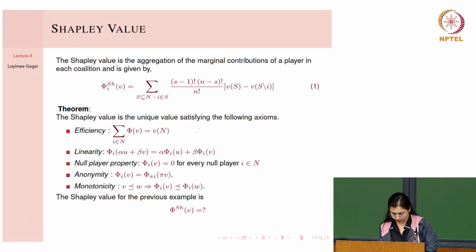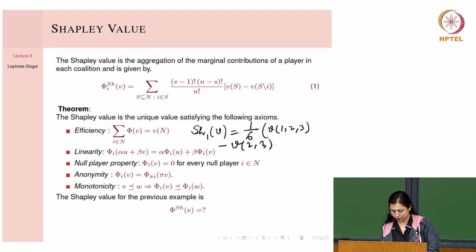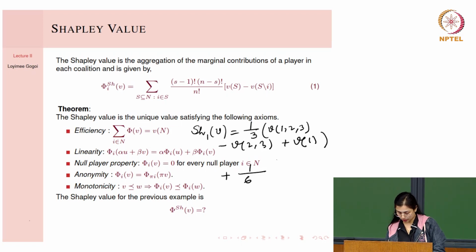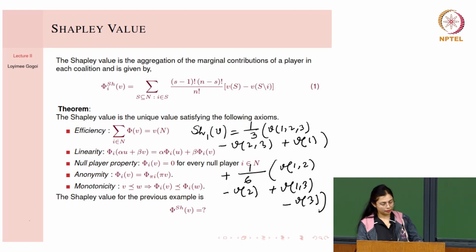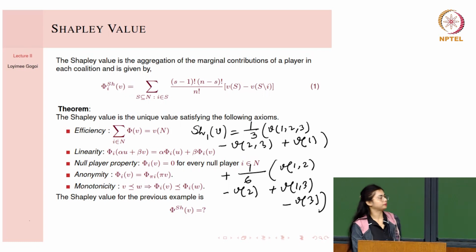So it will be like this. The Shapley value for 1 is 1 by 3 times V of 1, 2, 3 minus V of 2, 3, plus, sorry, this is 1 by 3, and this is 1 by 6 times V of 1, 2 minus V of 2, plus V of 1, 3 minus V of 3. You just have to calculate all this. Similarly, you will have a similar expression for 2 and 3.